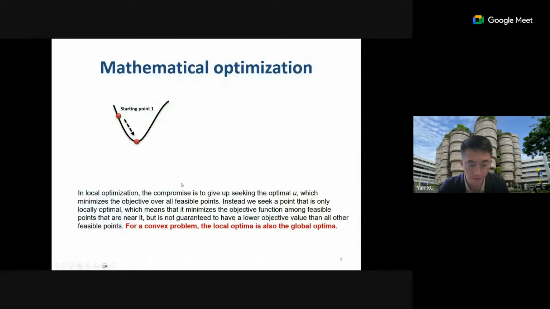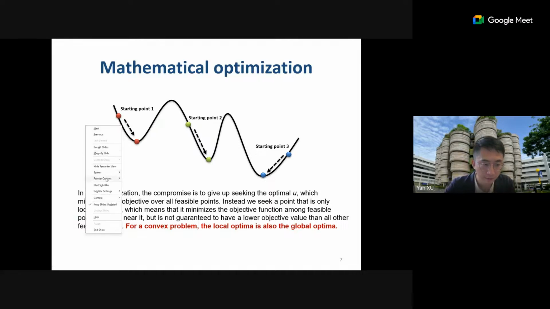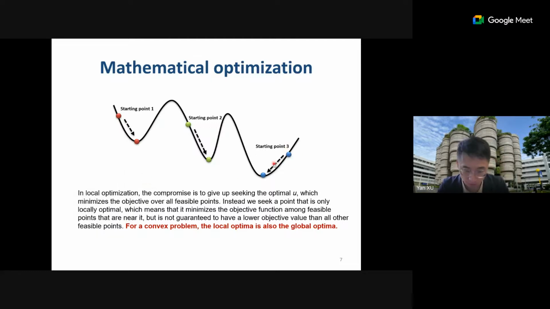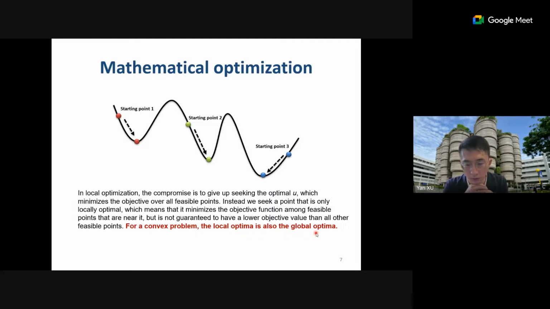Let me just cancel the drawings. That really depends on whether we are lucky enough to find a good starting point. But as long as the problem is convex, just as I showed for the first case, as long as we can find the solution, it will be the global optimum. So the conclusion is here: for a convex problem, the local optimum is also the global optimum.